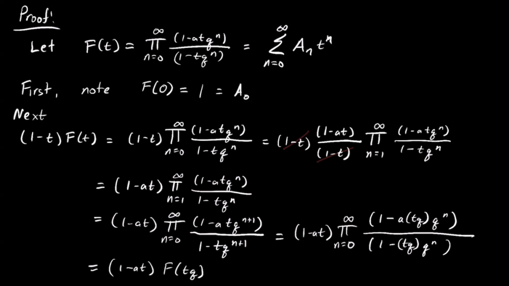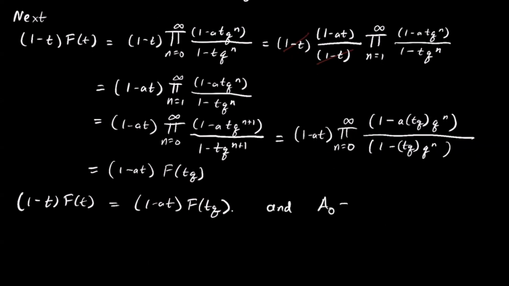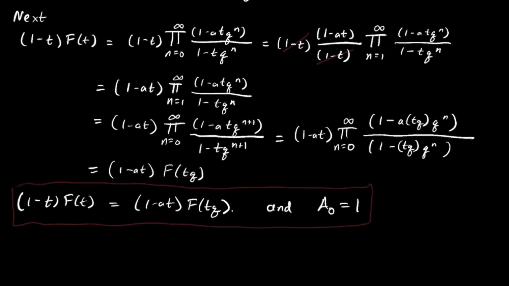So we have this nice recursion that our function satisfies, right? We have this very elegant recursion that our function satisfies. Namely, we've shown that 1 minus t times f of t is equal to 1 minus a t times f of t q. Right, so we'll use this. And we also know that a sub 0 is equal to 1. Right, so these are the two pieces of information I'm going to want to use when I try to find a sum side expression for f of t. Okay, so let's try to find the sum side expression for f of t.